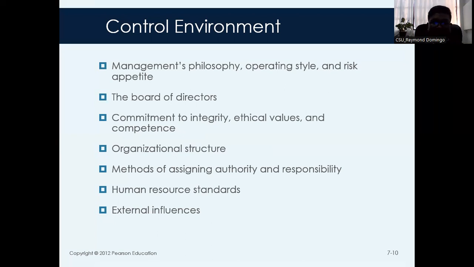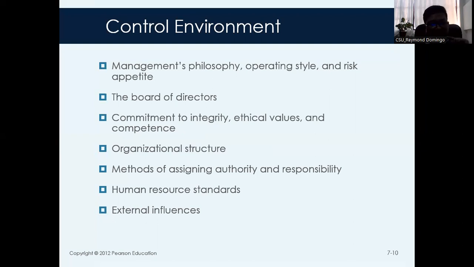And next, their organizational structure. Paano ba ang organizational structure? Meron bang overlapping of functions? Meron bang very high ba yung competition level in our organization? Okay, we have to consider those things.